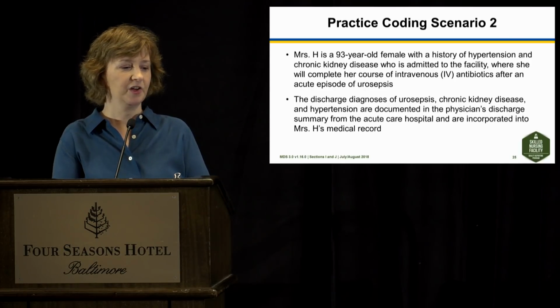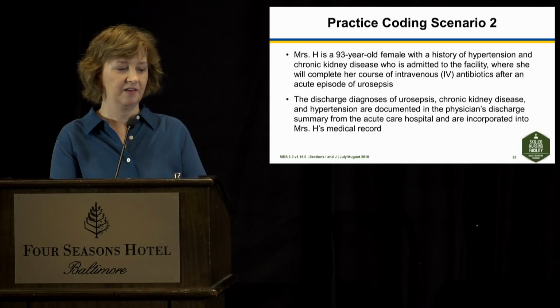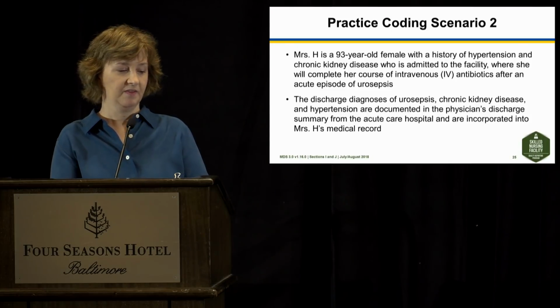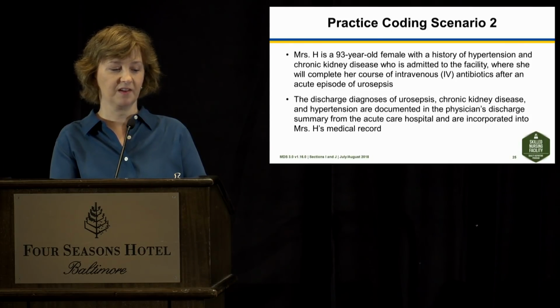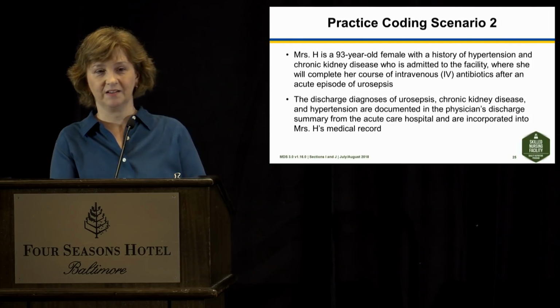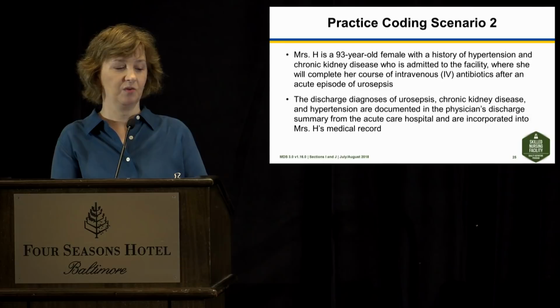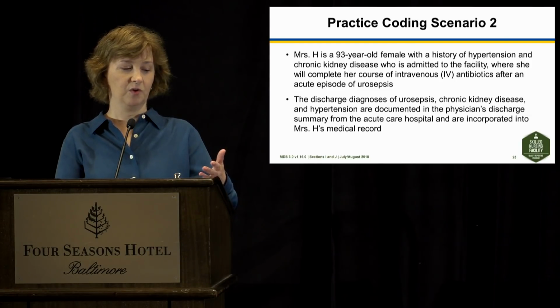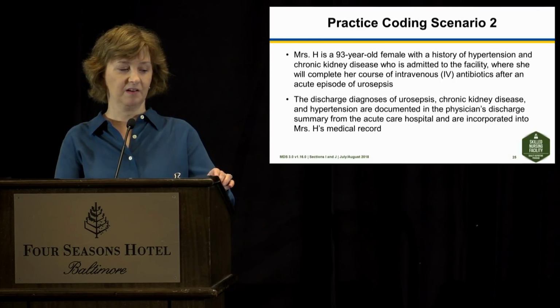Okay, so practice case scenario 2. Mrs. H is a 93-year-old female with a history of hypertension and chronic kidney disease who is admitted to your skilled nursing facility where she will complete her course of IV antibiotics after an acute episode of urosepsis. The discharge diagnosis of urosepsis, kidney disease, and hypertension are documented in the physician's discharge summary from the acute care hospital and are incorporated into Mrs. H's medical record. So again, there's physician documentation, and there's a few conditions that this person is being admitted for related to urosepsis, kidney disease, and hypertension.